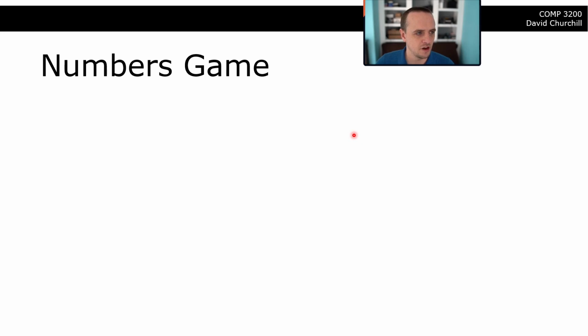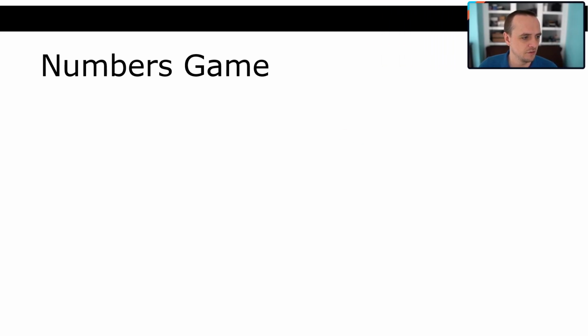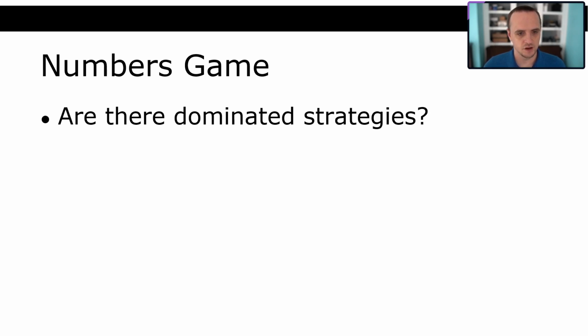Let's talk about the numbers game from a game theoretical point of view now, knowing what we know about game theory from last time. So, are there dominated strategies in the numbers game? Think about that and answer it in the chat. Are there dominated strategies in the numbers game? So let's remember our definition of a dominated strategy. Is there any number that you can choose such that the choice of a different number will always do strictly better than your choice of that original number?